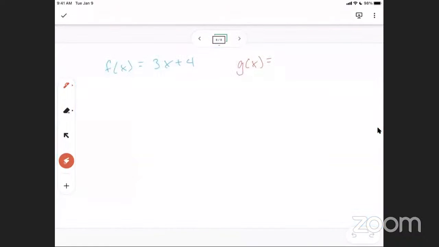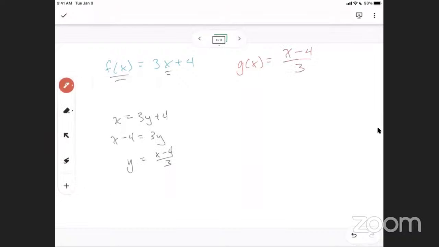And by the way, you find an inverse by flipping the x and the y. So I'm going to first find the inverse, and then I'm going to prove to you that it is in fact the inverse. So I'm going to flip the x and the y here. So x equals 3y plus 4. So x minus 4 equals 3y. So y equals x minus 4 divided by 3. That is your inverse function. x minus 4 divided by 3 is the inverse of 3x plus 4.